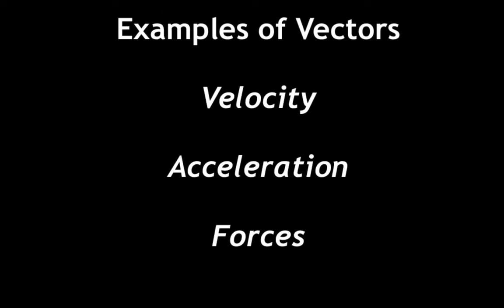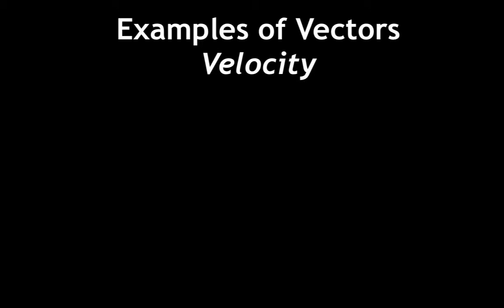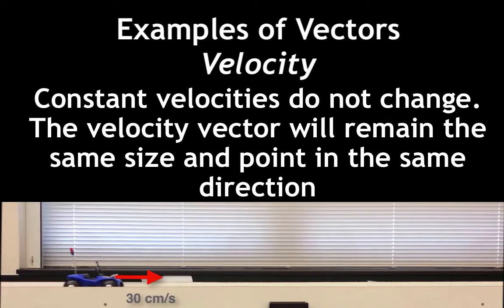So examples of vectors include velocity, acceleration, and forces. Those are the three examples of vectors that we've covered this year. So the first example we're going to look at is velocity. Here we have an example of an object that's traveling at a constant velocity, an increasing velocity, and a decreasing velocity. So we should ask ourselves right now, how would the vectors look different on each of these different scenarios? While you're watching the scenarios, keep track of how the arrows are changing between an object that's moving at a constant velocity and a non-constant velocity.